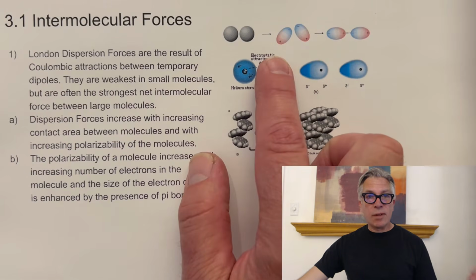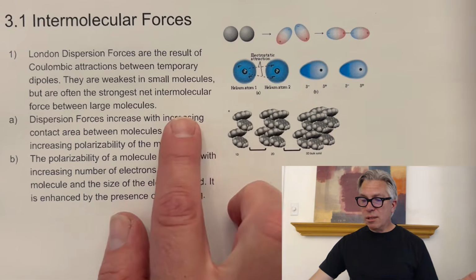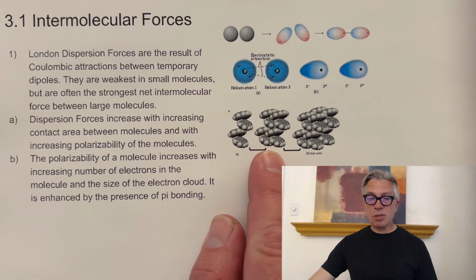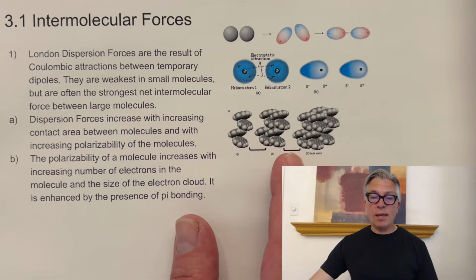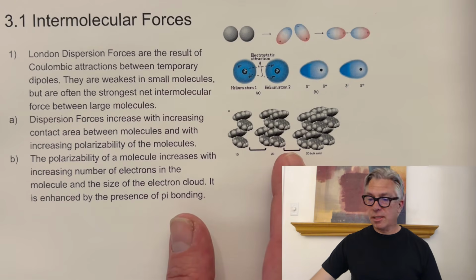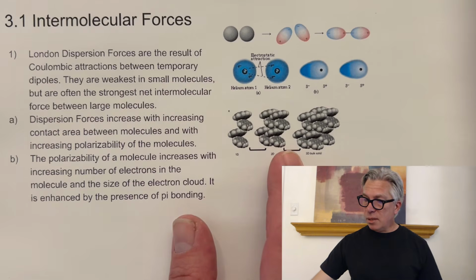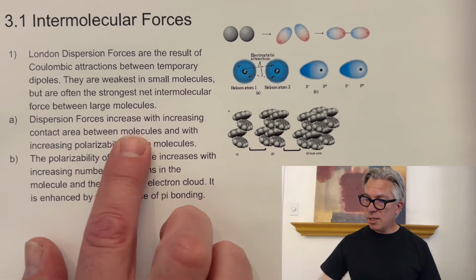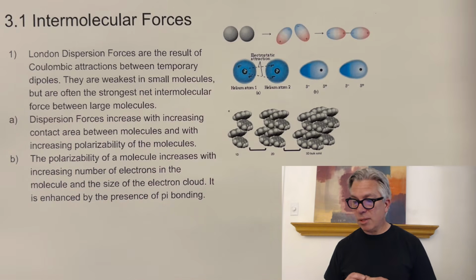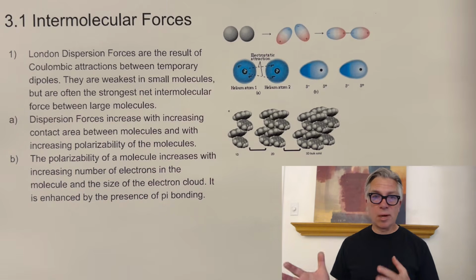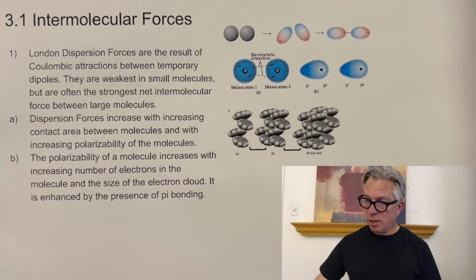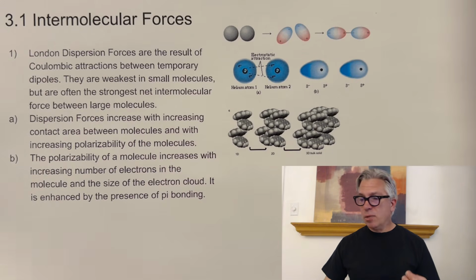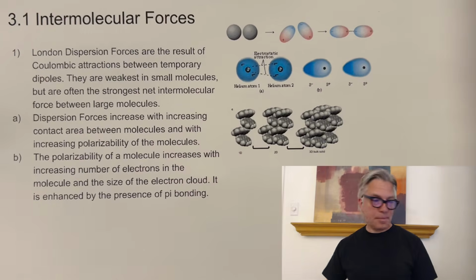They're temporary, and they're fairly weak for the most part, although when you get to larger and larger molecules, London dispersion forces, even though technically the weakest one, can be really present and actually outweigh some of the other stronger things like hydrogen bonding or dipole-dipole forces. They increase with increasing contact area between molecules and increasing polarizability of the molecules. More electrons, more polarizing action. And you have the number of electrons and the size of the electron cloud. It's also enhanced by pi bonding, which has those electrons in the pi orbitals.